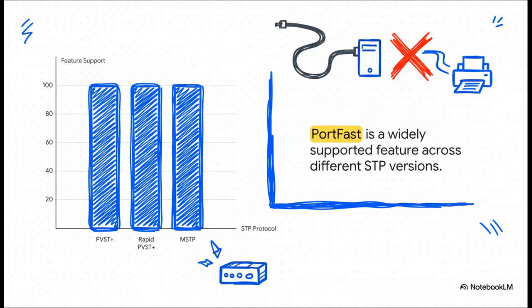And the good news is, you don't need fancy brand new equipment for this. PortFast is a standard feature that's been around for a while. It works across all the major versions of Spanning Tree, whether you're using older protocols like PVST+, or the newer, faster ones like Rapid PVST+ and MSTP. It's pretty much universally supported.